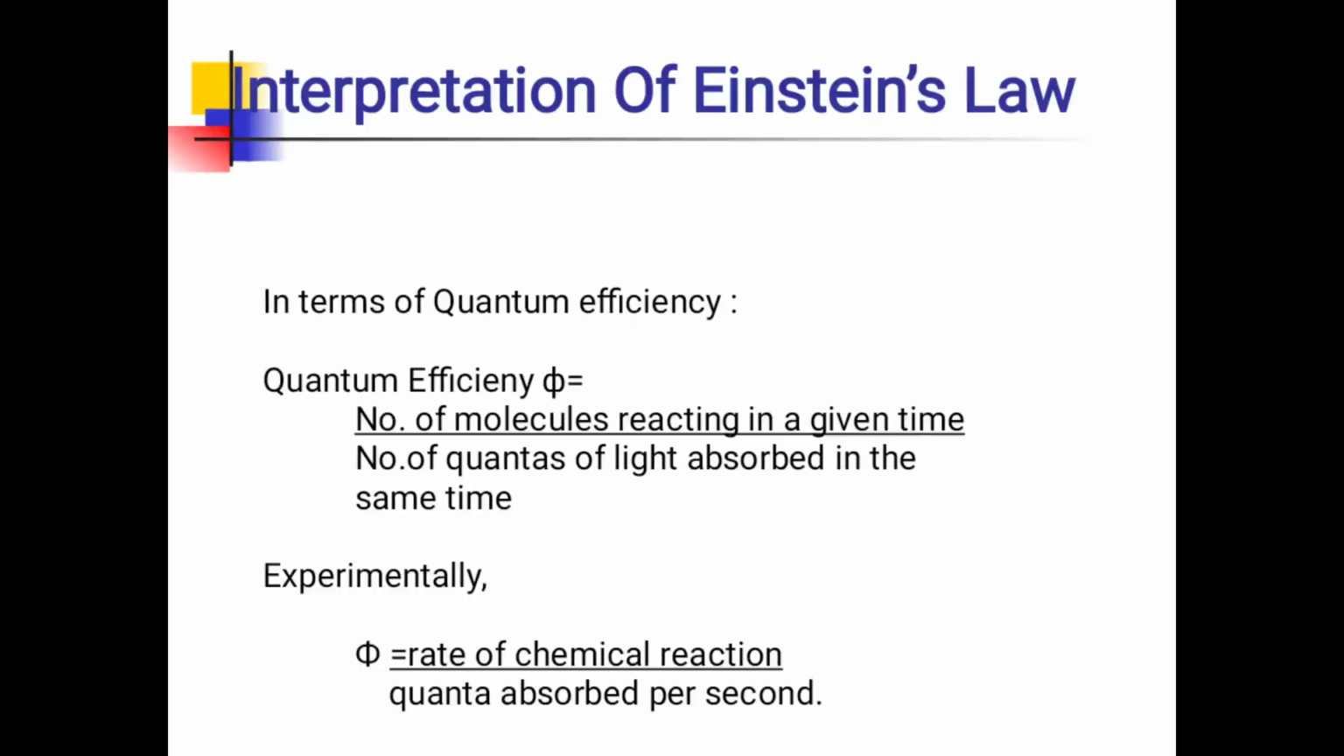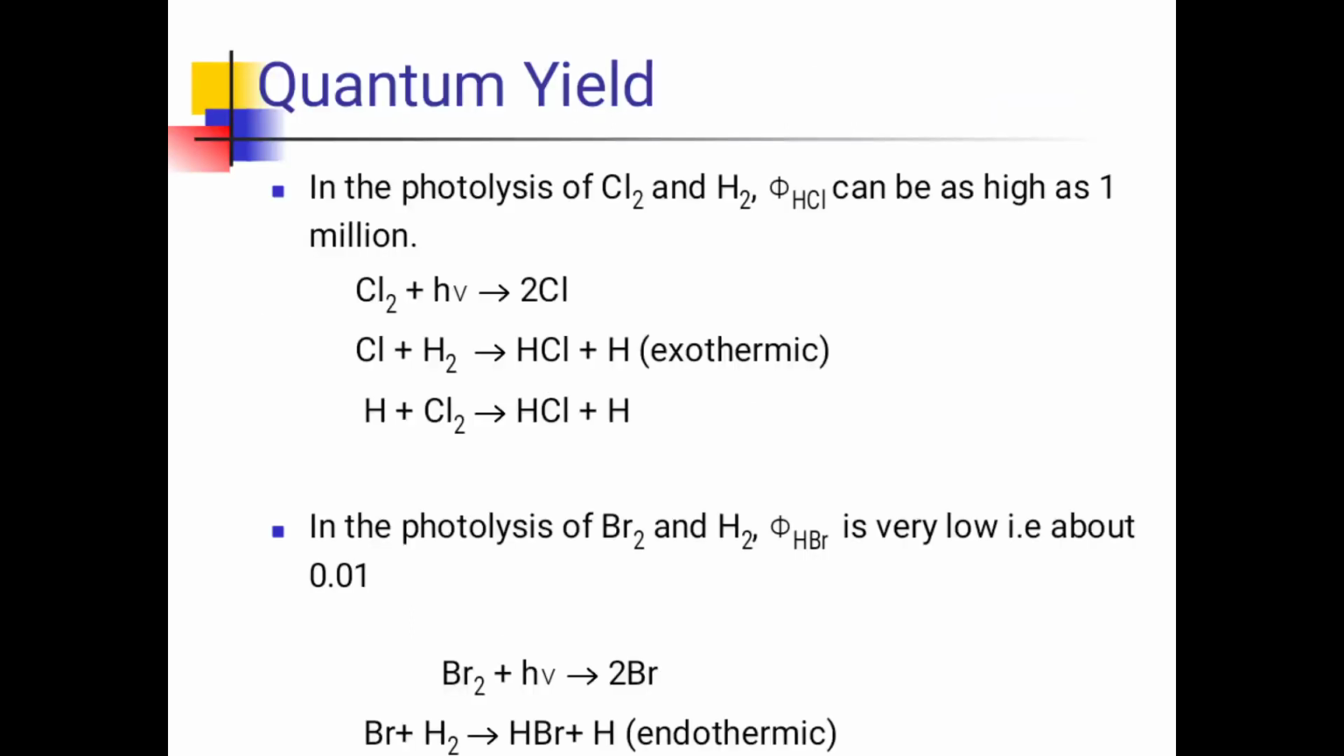Quantum efficiency. Quantum efficiency is denoted by phi. Phi is equal to the number of molecules reacting in the given time divided by the number of quanta of light absorbed in the same time. But experimentally, phi is equal to the rate of chemical reaction divided by quanta absorbed per second. Quantum yield is denoted by phi for the photolysis process.